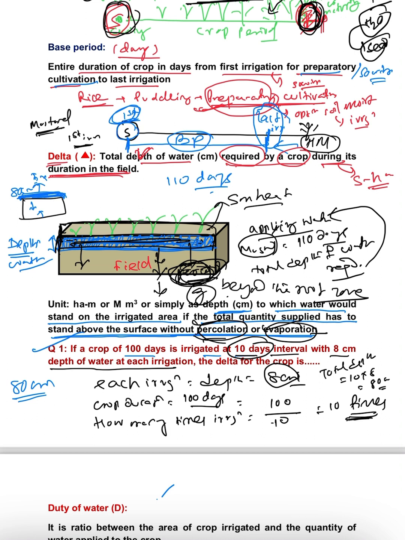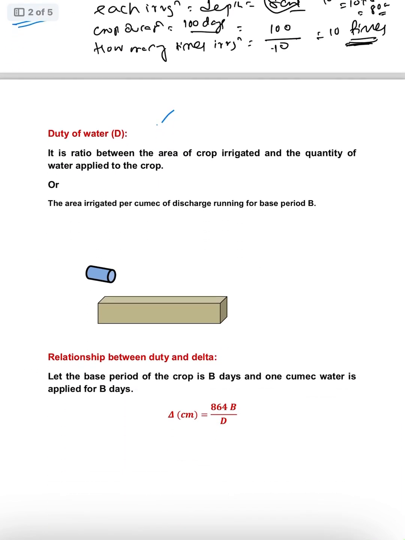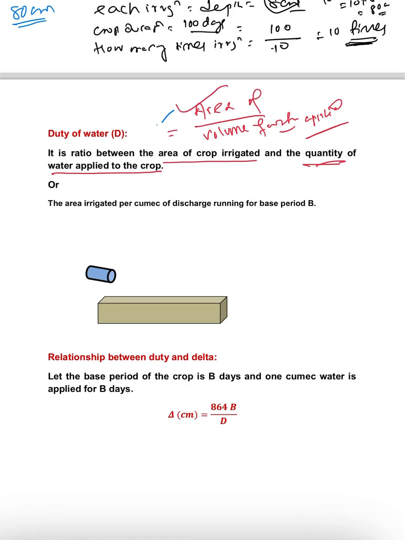Okay, so now next coming to the duty of water. It is the second, more important term here. What do you mean by duty of water? Duty of water is the ratio between the area of crop irrigated and the quantity of water applied to the crop. So here duty of water is equal to area divided by quantity of water, which is nothing but the volume of water applied. So the area of crop irrigated divided by the volume of water applied.